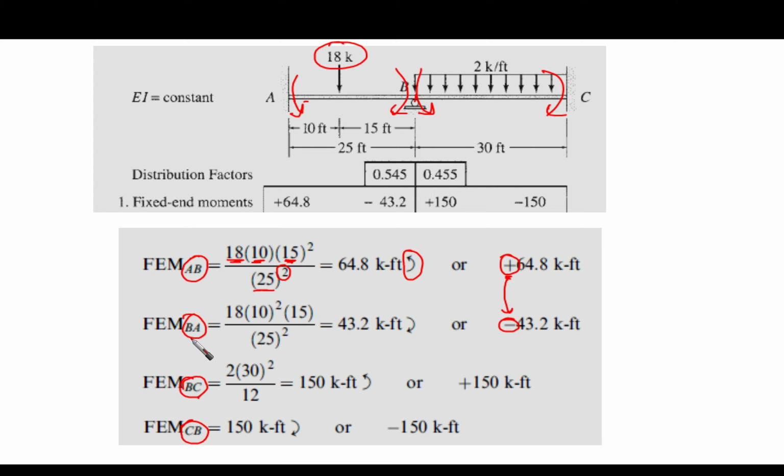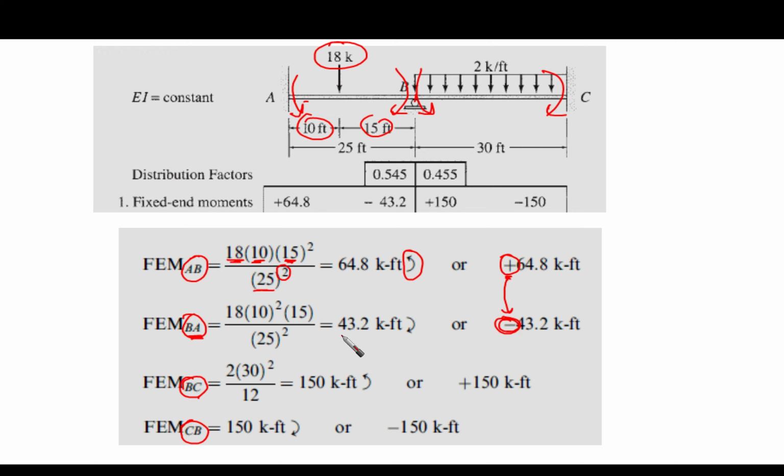So the fixed end moments for BA, it is going to be minus, I'm very sorry, because the magnitude is going to be different, because it is the force, the concentrated load, not in the middle. So I was confused. This is not in the middle, so we are going to have different spans here. So I'm very sorry, they are not going to be the same in magnitude, but of course we are going to have the negative sign.